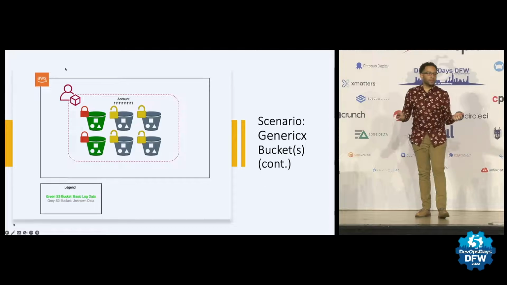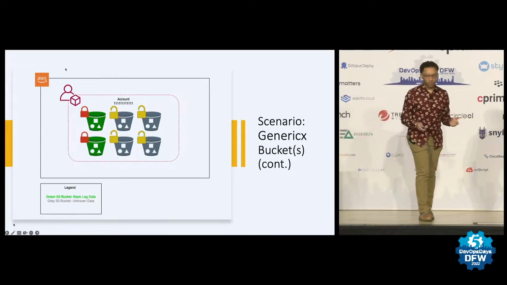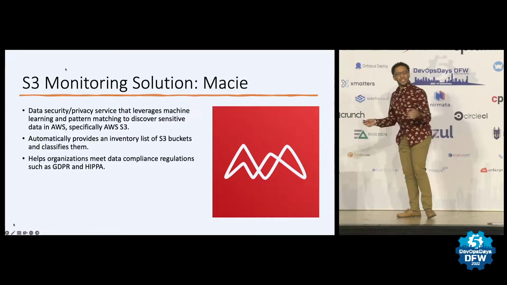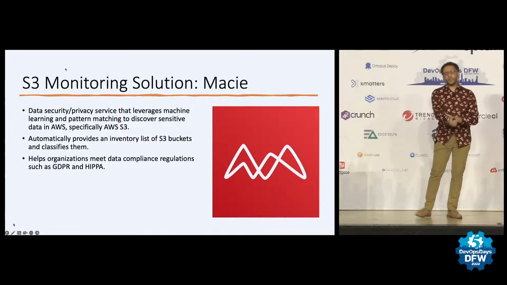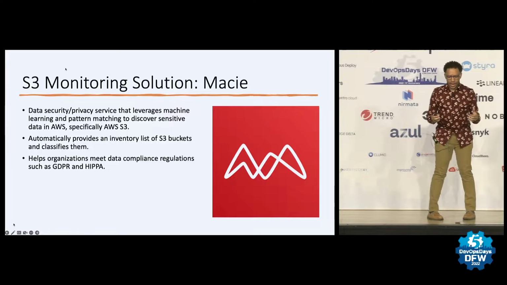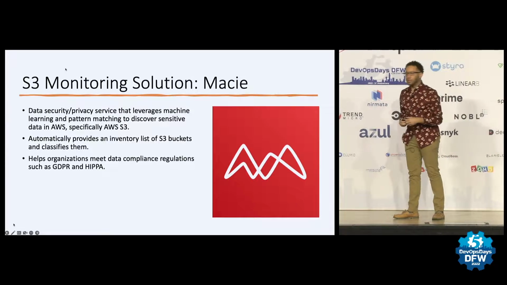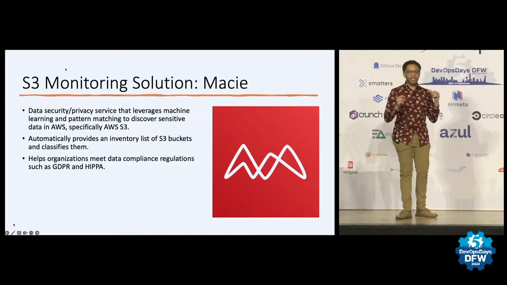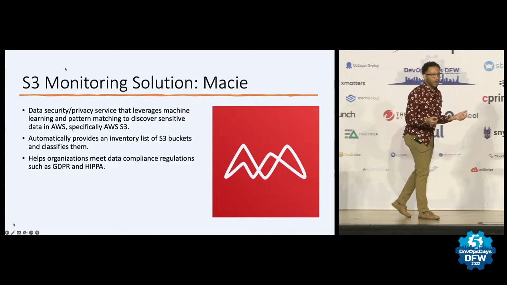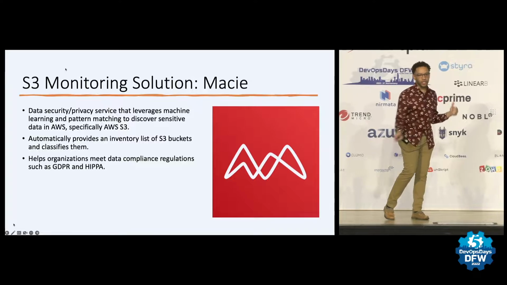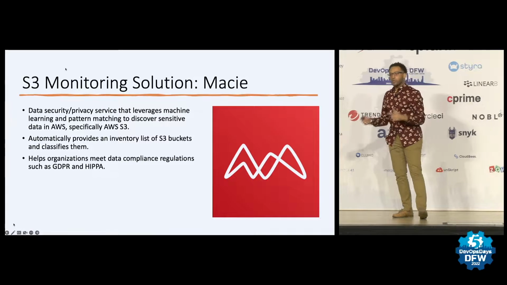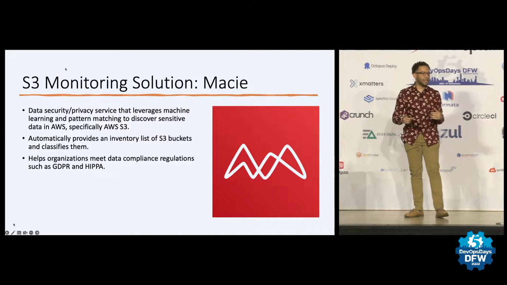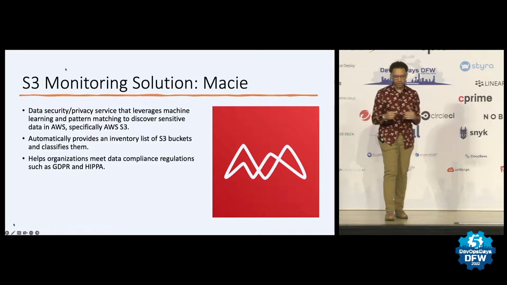So in order for us to be able to determine that, again, we're going to use Macie. And that's when we get into the S3 monitoring solution called Macie. It's basically a service that AWS created, a data security and privacy service, and it leverages machine learning and pattern matching capabilities to discover the sensitive data that we have in AWS, specifically in S3. When you create a job, the beautiful thing about it is that it is account specific and region specific.